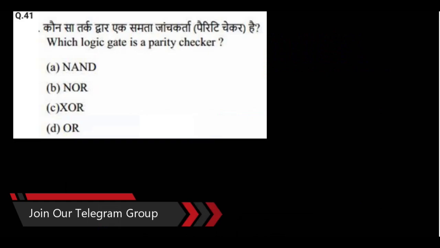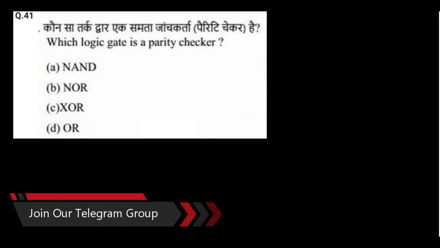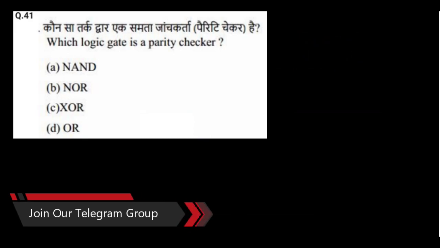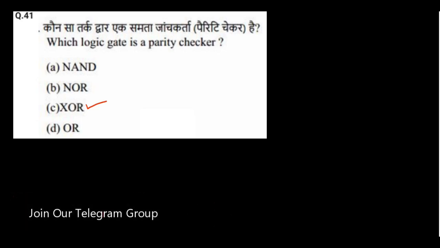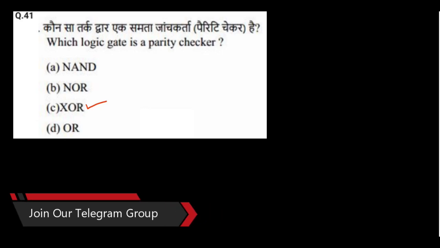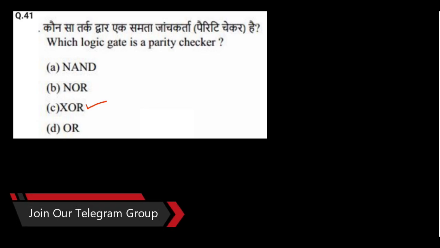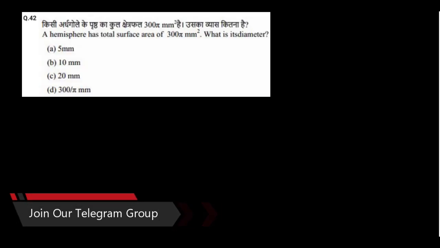Question number 41. Which logic gate is a parity checker? The XOR gate is used as a parity checker. This parity checking is used to detect errors. We will send a parity bit with the data, and this is used to detect errors. Let's move to the next question.